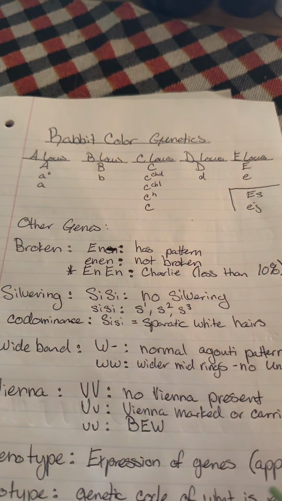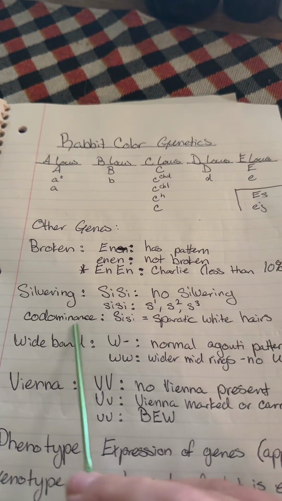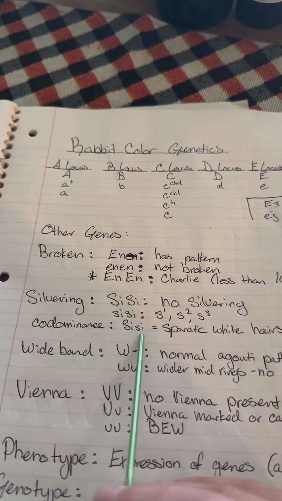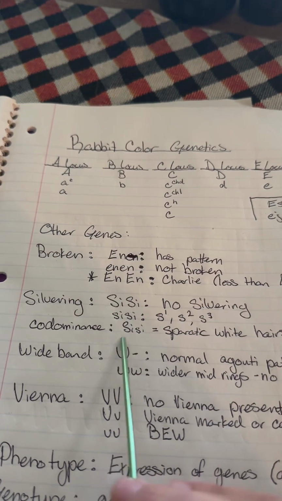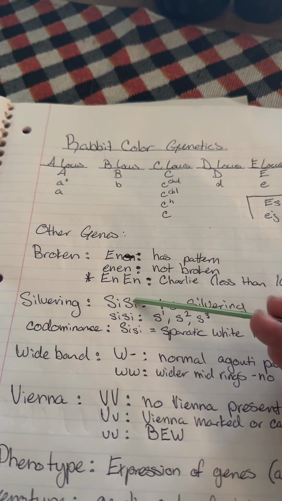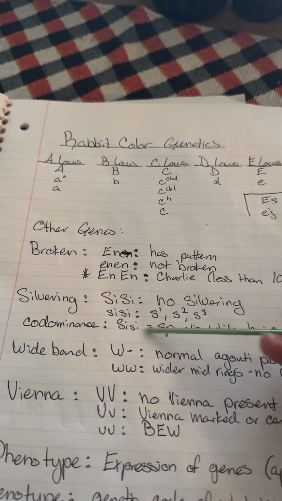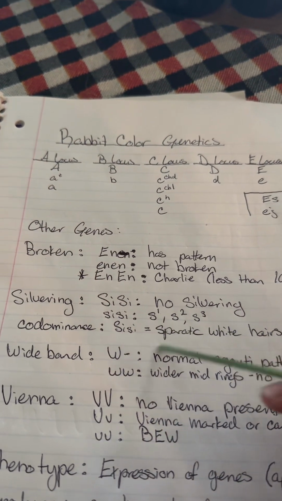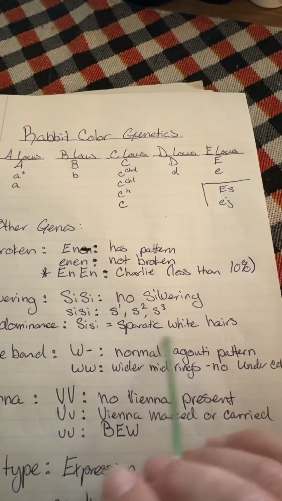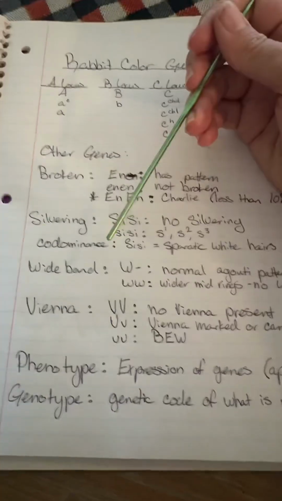Worth noting here is that this is a co-dominance trait, meaning that the dominance is actually split between the two when they're paired together. So instead of this being dominant to this, it actually kind of splits and they do their own thing, creating a separate pattern. And that's a sporadic white hair throughout the coat.